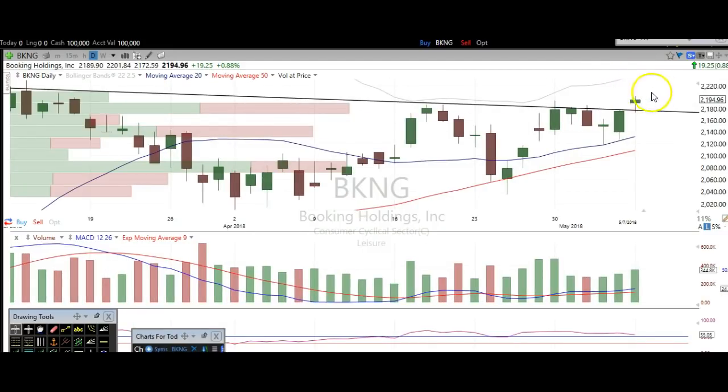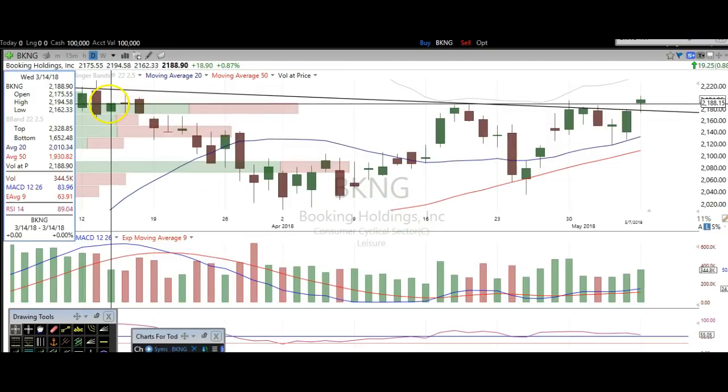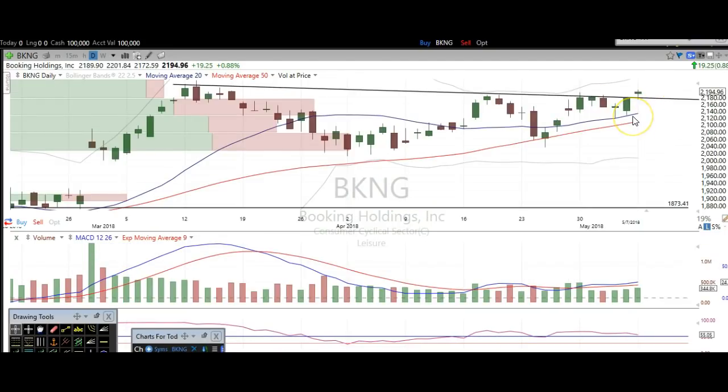You know, this is the highest close we've had on Booking since going back to, let's see, right there, right here, this day right here. All right, this is the highest close we've seen since this day right here. We're breaking over this resistance. Does that make sense to you? Breaking over that resistance and how that's significant?